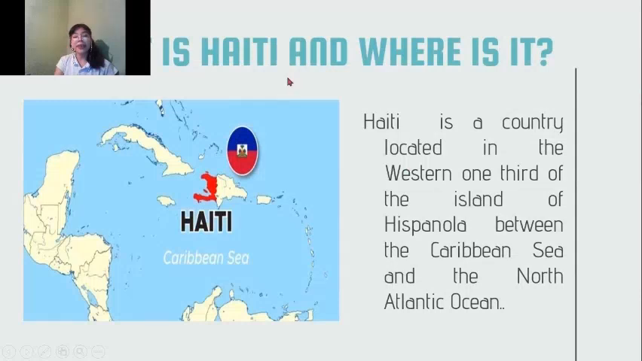So, what is Haiti and where is it located? Haiti is a country located in the western one-third of the island of Hispaniola between the Caribbean Sea and the North Atlantic Ocean. So here you can see the Caribbean Sea, and the north is the North Atlantic Ocean, and in the middle we have Haiti. Alright, here we've got Cuba, Dominican Republic, Jamaica, and here we have Mexico. Here is Quintana Roo, Yucatan, Campeche, and here we have Belize, Guatemala, and Central America. So here is where Haiti is located.